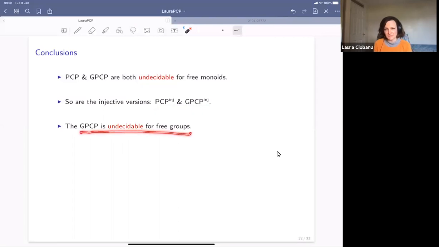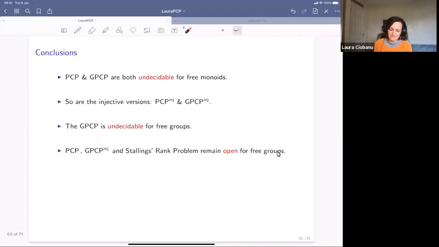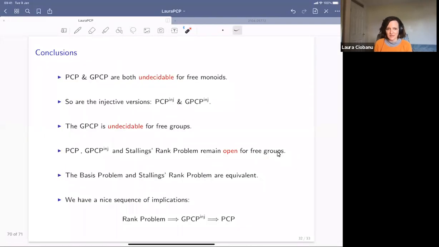This was the paper of Myasnikov, Ushakov, and so on. But when you look at their paper, the maps that they use are non-injective. So in general, PCP, GPCP, Stallings, and the rank problem remain open. And we showed that the basis and the rank problem are equivalent. We got a few nice implications, but obviously there's a lot more to be done.